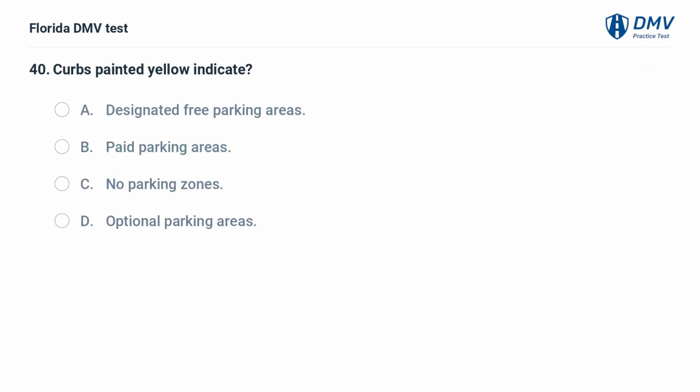Curbs painted yellow indicate A. designated free parking areas. B. paid parking areas. C. no parking zones. D. optional parking areas.